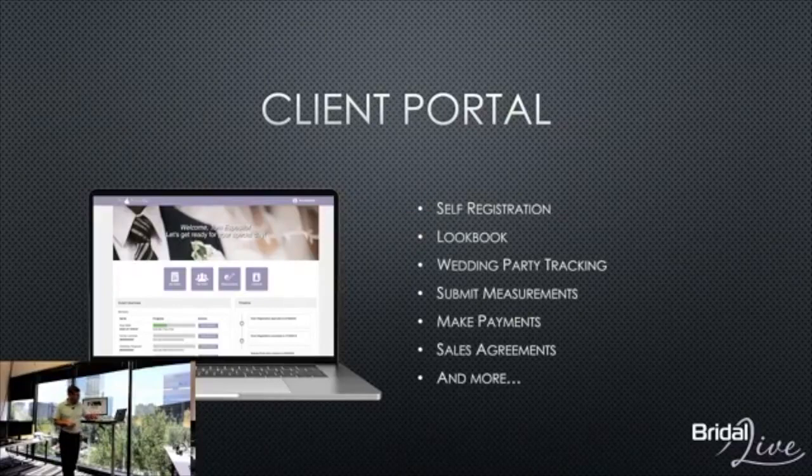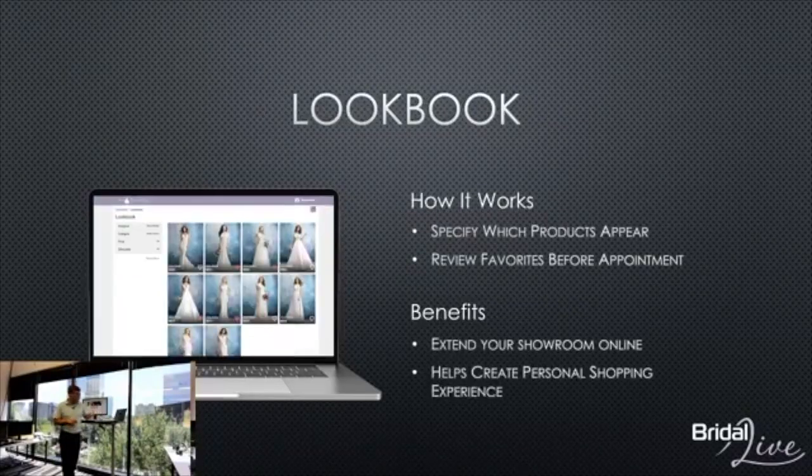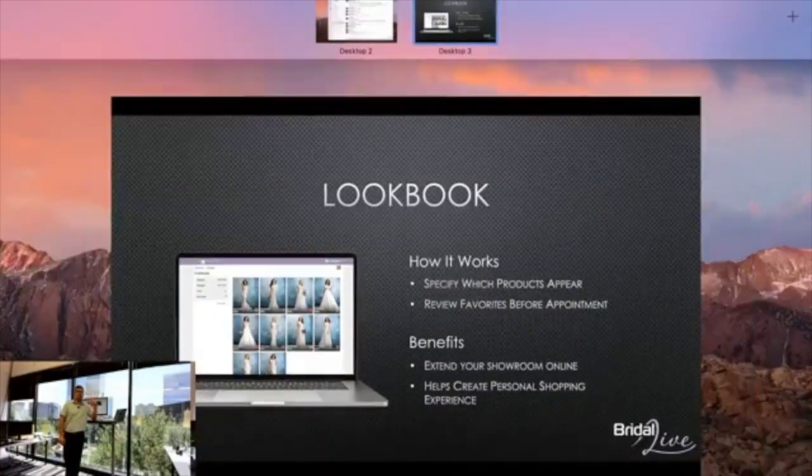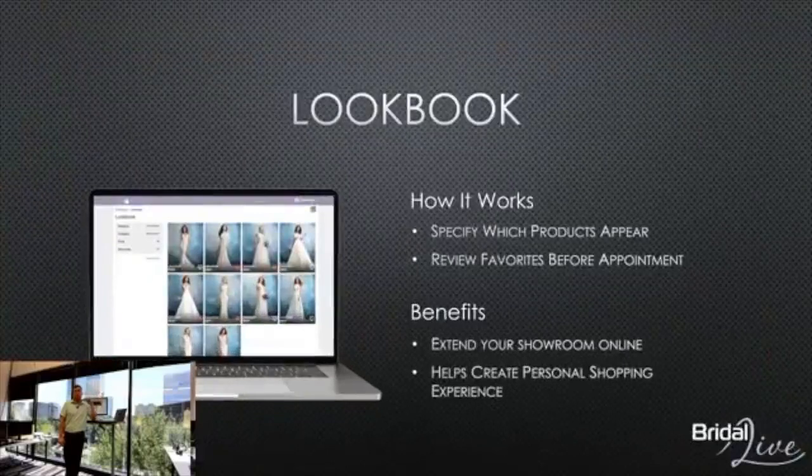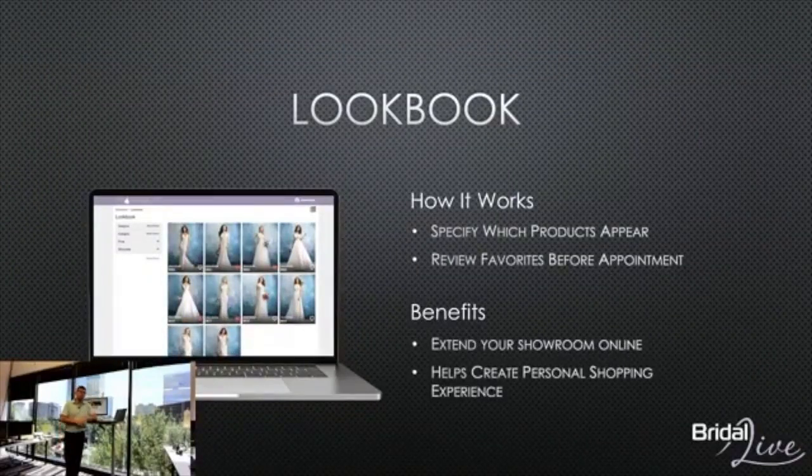All right, let's jump right into the Lookbook. How the Lookbook works is that you'll go into BridalLive and specify which items you would like to have added to the Lookbook. There are a ton of different options and ways that you can customize what shows up, whether or not the dress is available to be found on the Lookbook. Those functions are available. And they don't have to be dresses that are only loaded into the marketplace. Any item that you have in your inventory can be shown on the Lookbook.